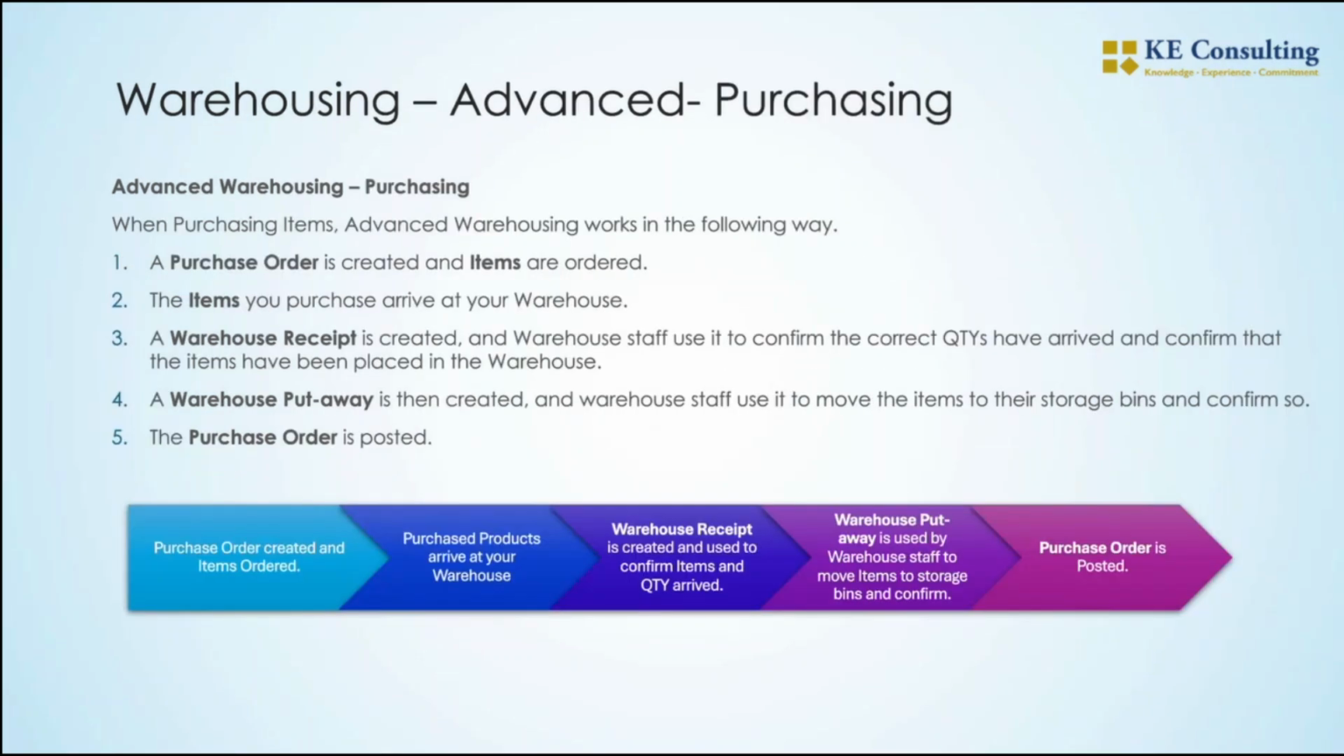So the following is the flow when purchasing. We create a purchase order and the items are ordered. When the items arrive at our warehouse, we create a warehouse receipt where we confirm the amount of stock that has arrived at the warehouse and confirm it has now been placed in the warehouse. We then use a warehouse putaway to confirm the items have been moved from the arrival zone of the warehouse to their actual storage bins. And again, BC can suggest where they're supposed to be placed. We can then post this and post the purchase order.